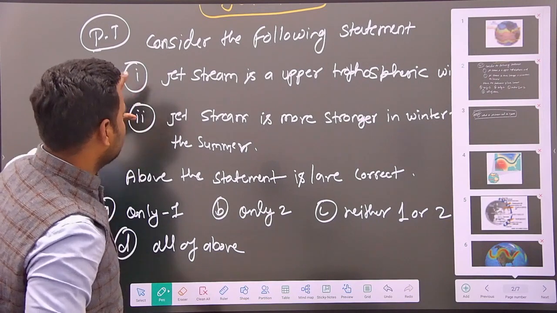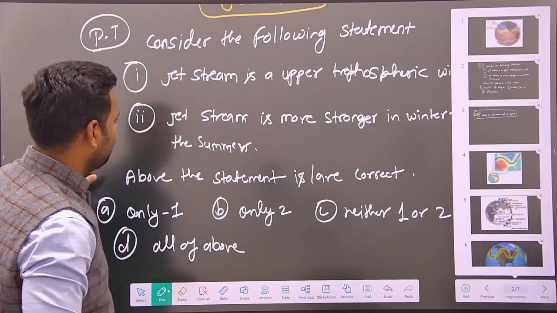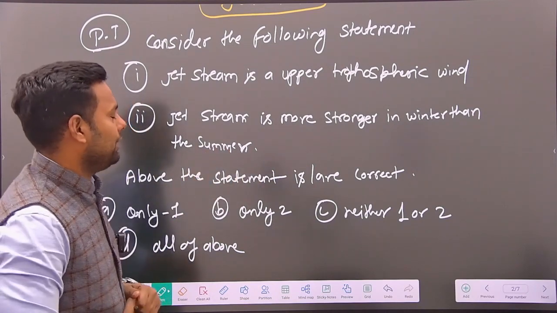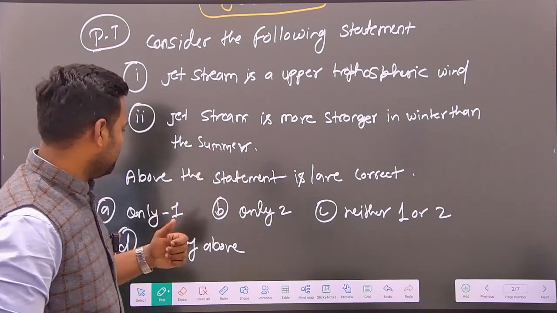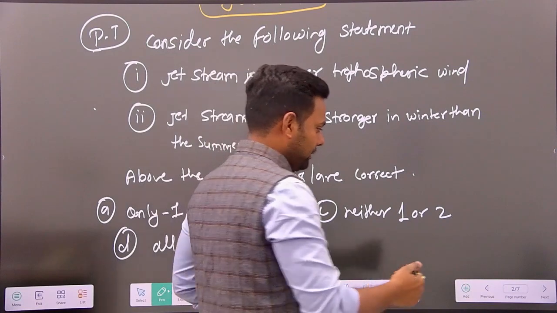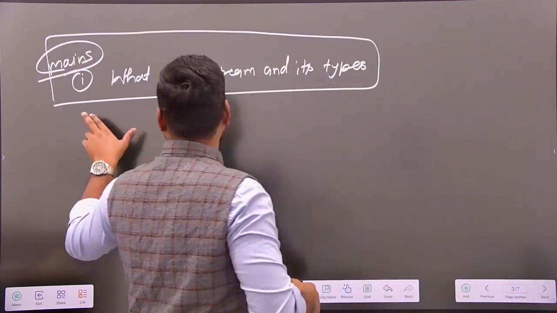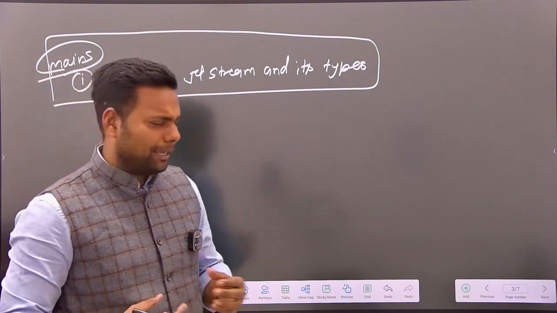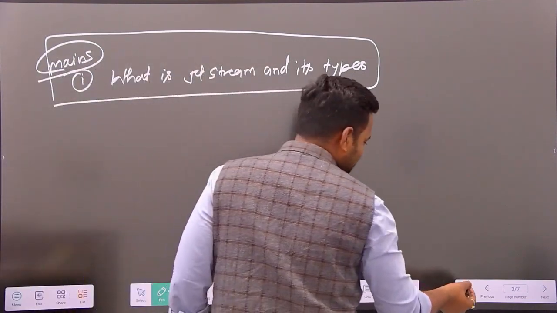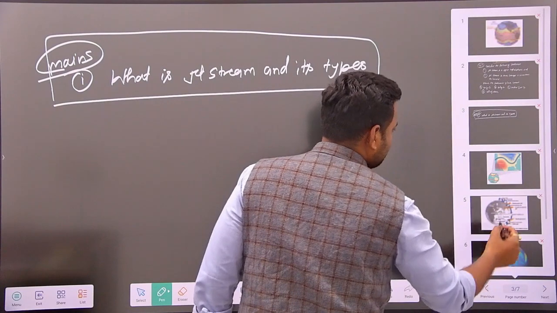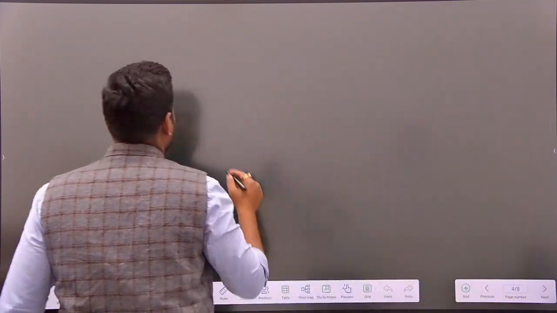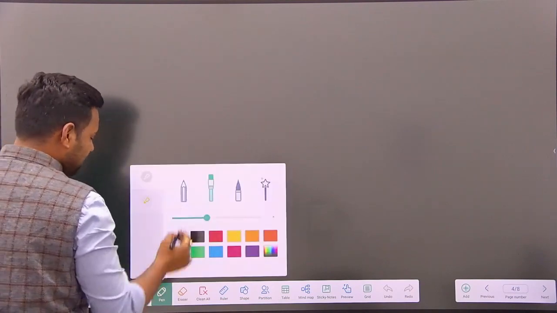Look at the first question. Jet stream is an upper tropospheric wind, and the second statement is, jet stream is stronger in winter than in summer. Whether the statements are correct or not, let's find out after ending the video. And the mains question is, what is jet stream and its types? It is a very basic question. It will help you to build your concept. So let us start jet stream.